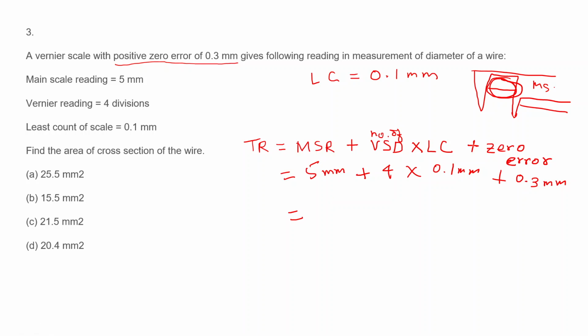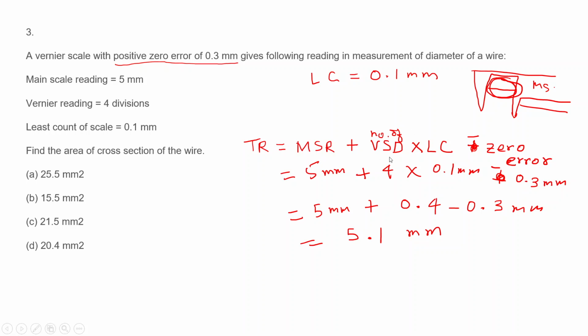I think I made a mistake. The zero error is to be subtracted actually. It's not added, it's subtracted. We need to remove the error, so we subtract it from our total reading. So this will be 5 millimeter plus 0.4 minus 0.3. 0.4, I think, 5.1 millimeter.